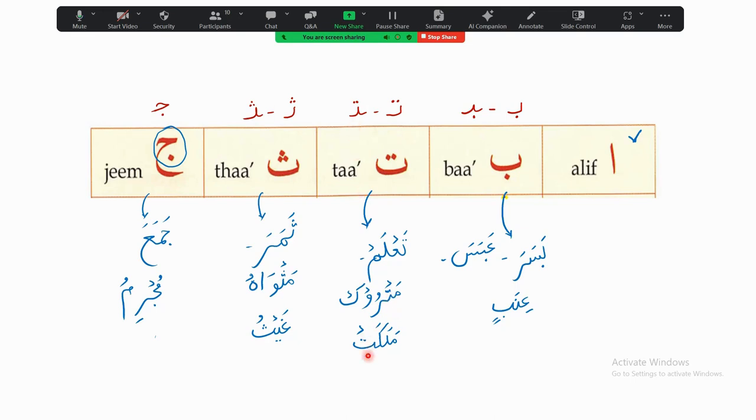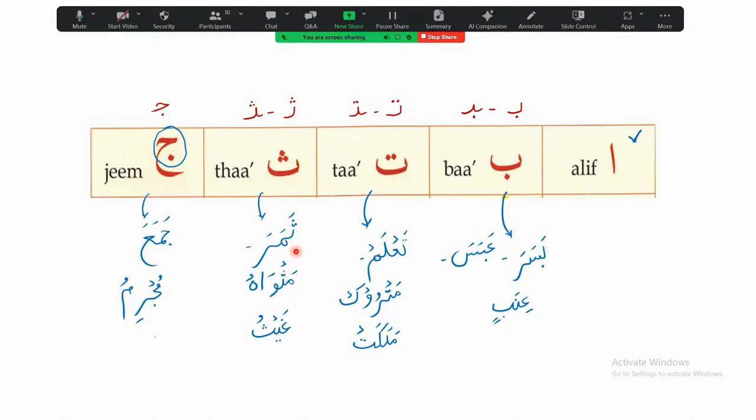When ta comes at the end, just like ba, it does not change its shape. So in malakats, at the end, ta is just as it is. Now, let's see the next letter, the tha letter. Just like the previous letters, we will take the half portion of tha with three dots on top of it.